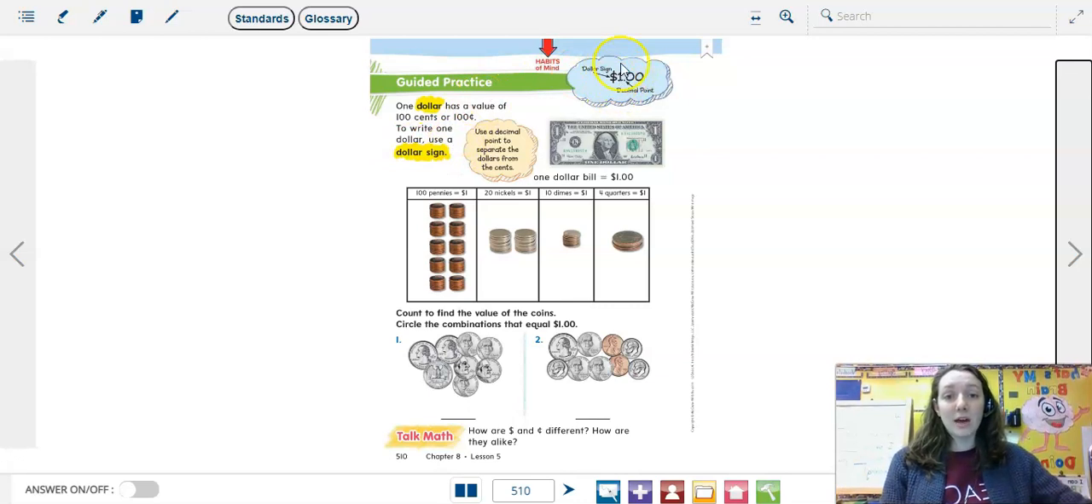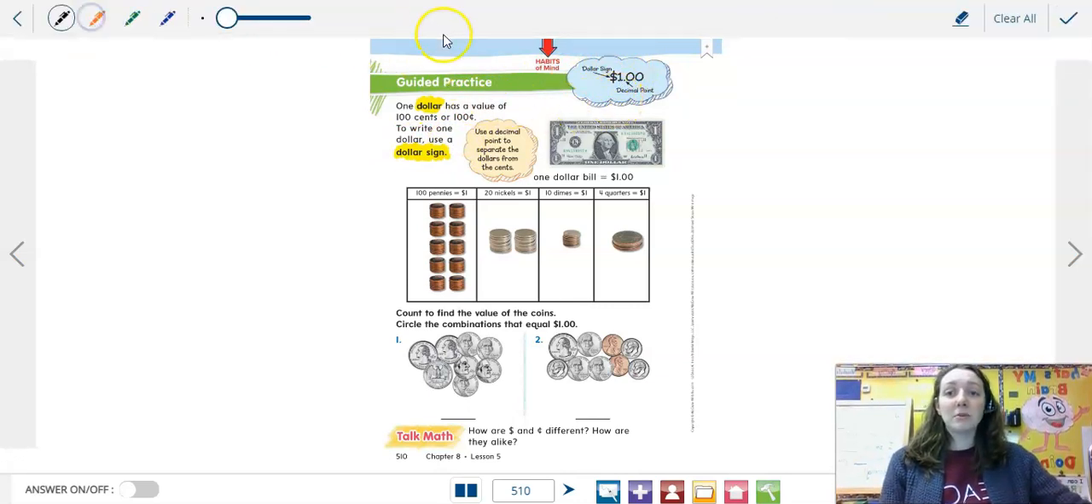So the dollar sign, you have the S with a line through it, and sometimes people do an S with 2 lines through it, like that. I usually do 1 as well. You can do the 2. And you have what's called a decimal point. It's like a little period in between your dollars and cents.